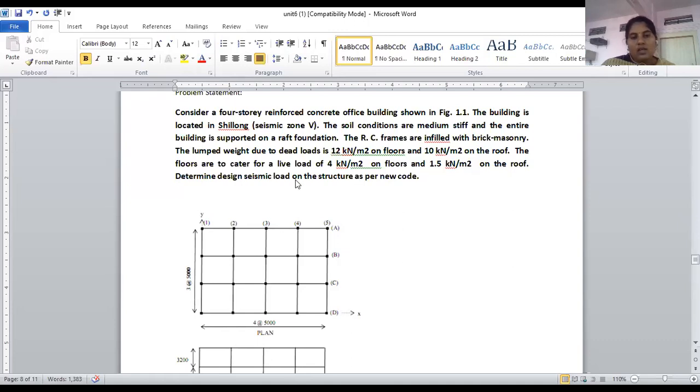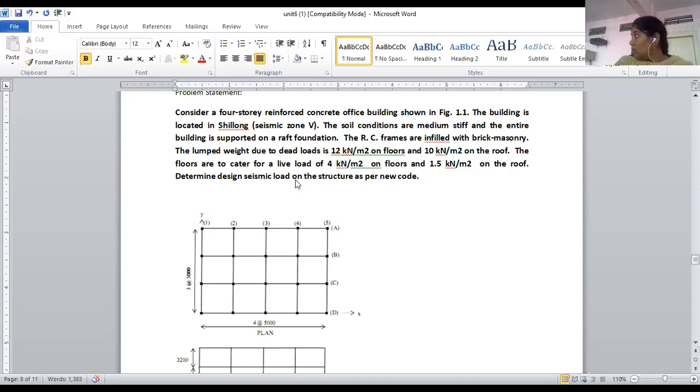Write down. Consider a 4-story reinforced concrete office building, shown in figure 1.1.